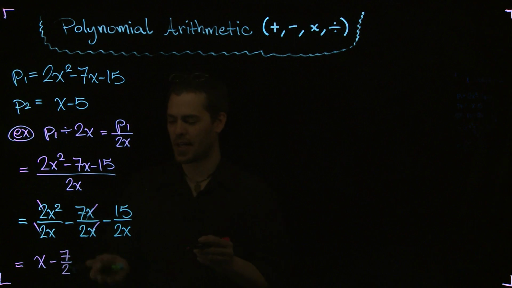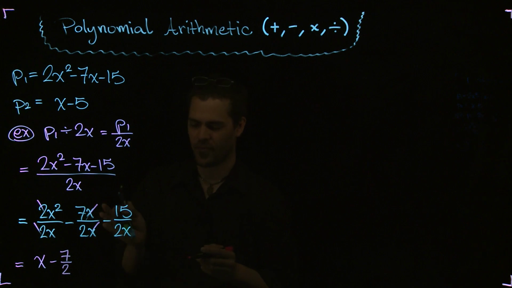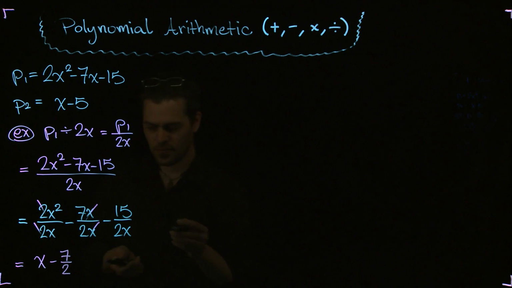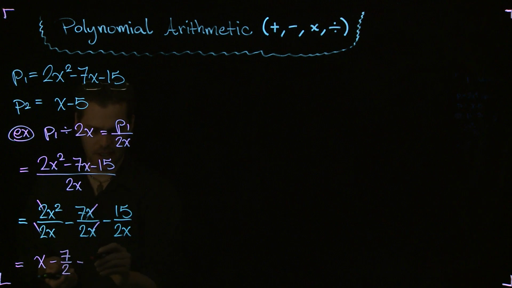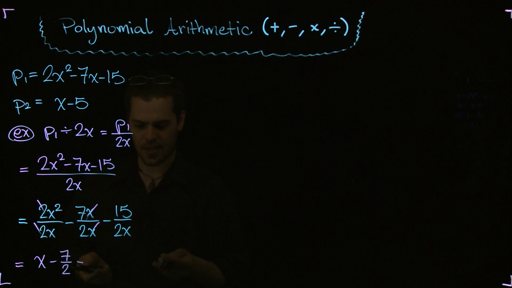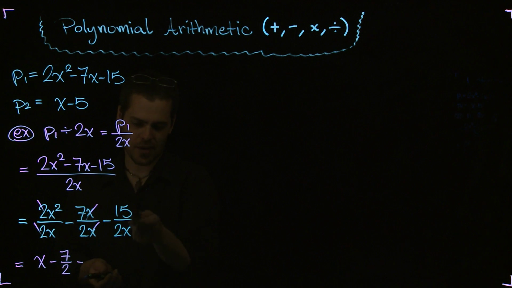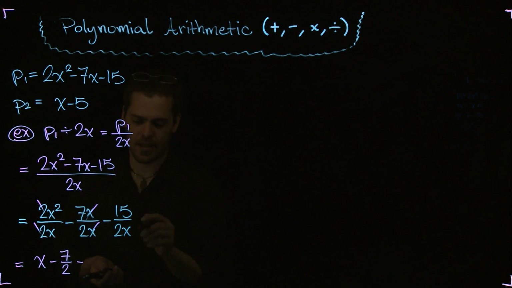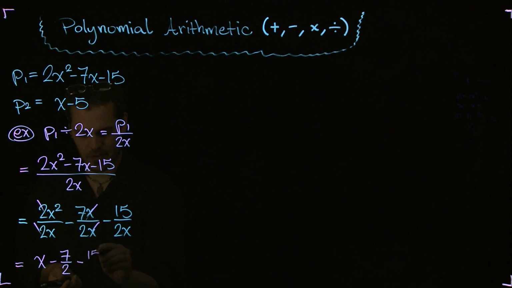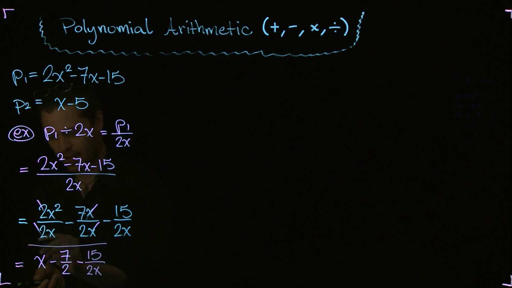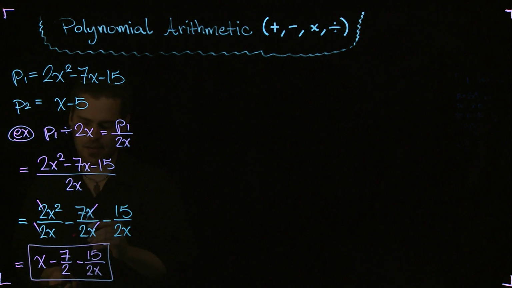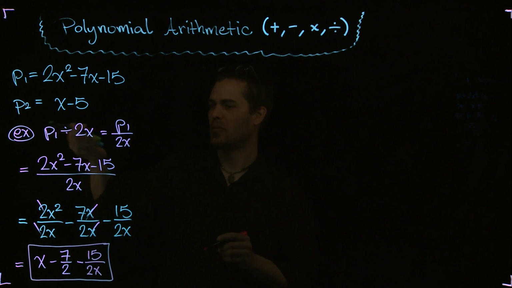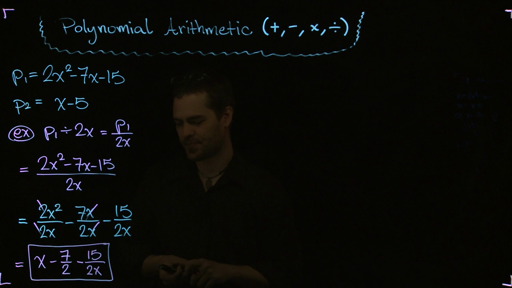I could call it 3.5, but I like fractions. And on the next piece, minus the 15 over 2, that doesn't reduce evenly by the same number. There are no powers of x in common, or just on top and bottom, I should say. Just the x on the bottom, so I'm just going to leave it as is, 15 over 2x. And that's it. This is equivalent to the original P1 divided by 2x.